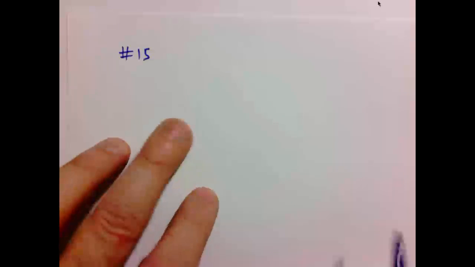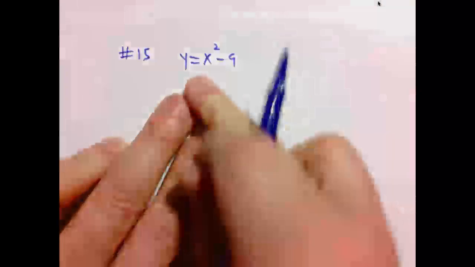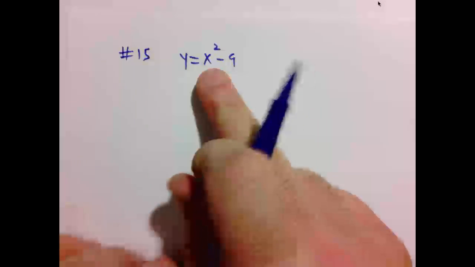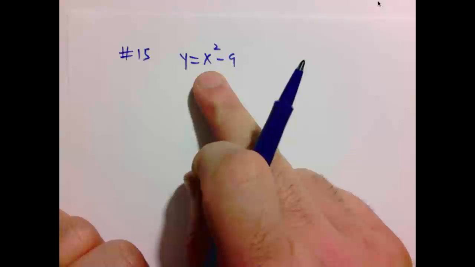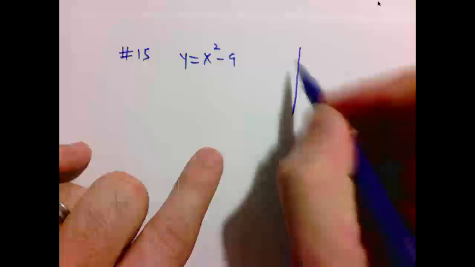Last one from this section, we're going to look at problem number 15. It says, find the intercepts for the graph, then use them to sketch the graph. We're given the equation y equals x squared minus 9. Hopefully you remember that when we have an x squared, this will produce a parabola. Thus, we're going to oftentimes have 2 x-intercepts. Let's investigate a couple of values.